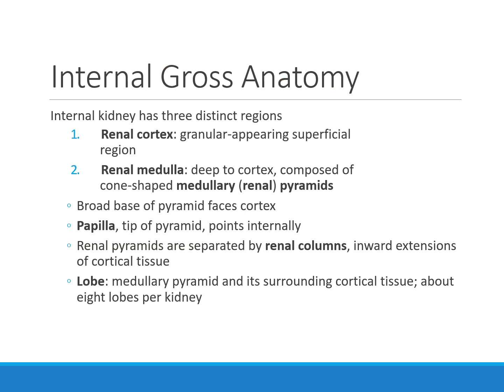So looking internally, the inside of the kidney has three distinct regions. It has the cortex, which we've seen lots of times. Cortex means bark, or the outermost layer, and so that is the superficial renal region of the kidney. And then in the middle or near the center, we call it the renal medulla, which is deep to the cortex.